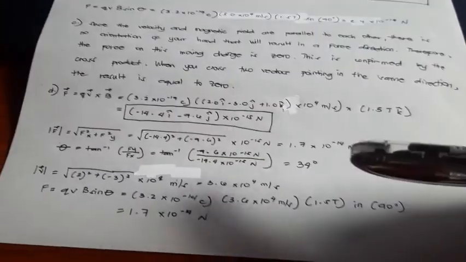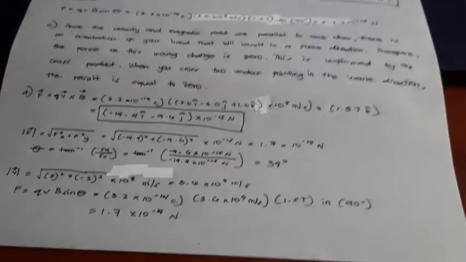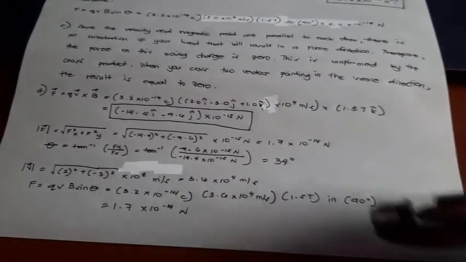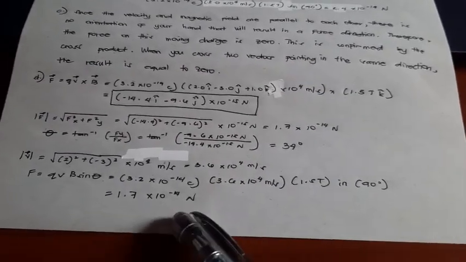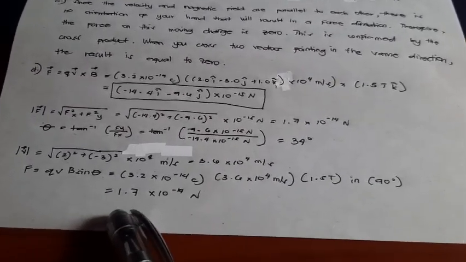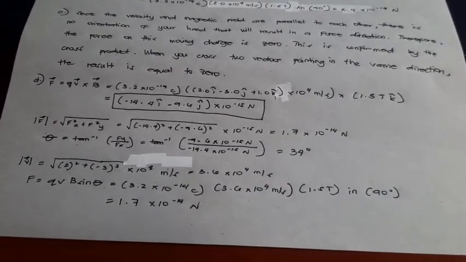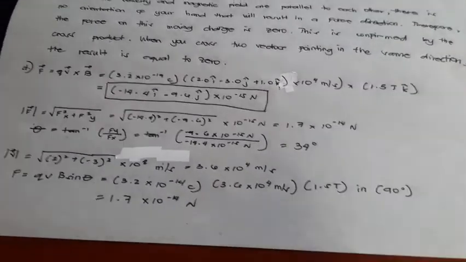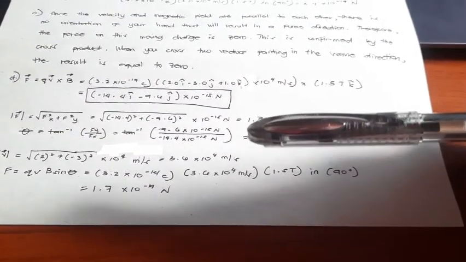Then B is 1.5 Tesla, and the angle is 90 degrees. So when we simplify, it is equal to 1.7 times 10 raised to the negative 14 power Newton. So this is the same magnitude of force calculated by the unit vectors.